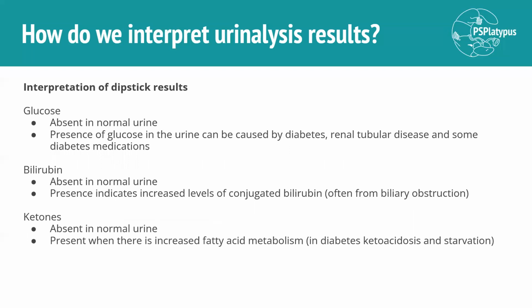So in terms of interpreting dipstick results, I think it's worth looking at the different reagent squares and seeing what a result might indicate. Glucose is absent in normal urine, but can be present in diabetes, renal tubular disease, and some diabetes medications. Bilirubin is absent in normal urine and present when there is increased levels of conjugated bilirubin. So that can often be caused by biliary obstruction.